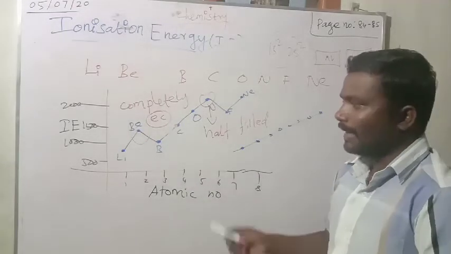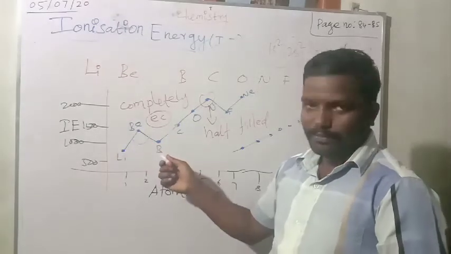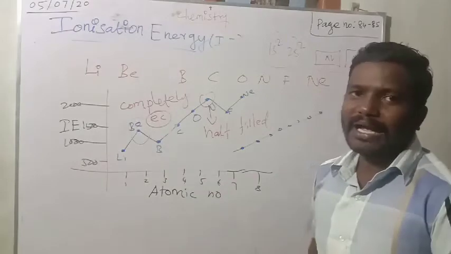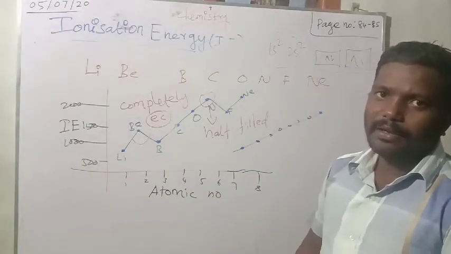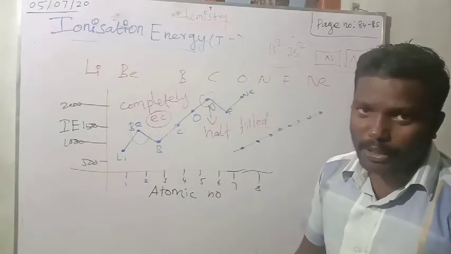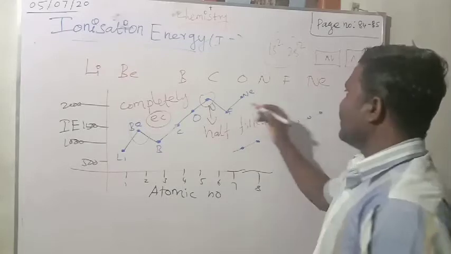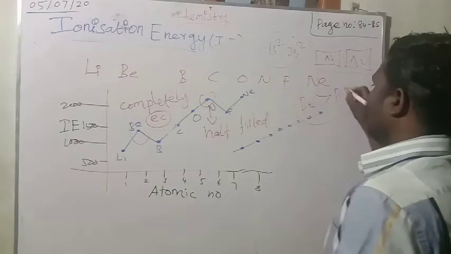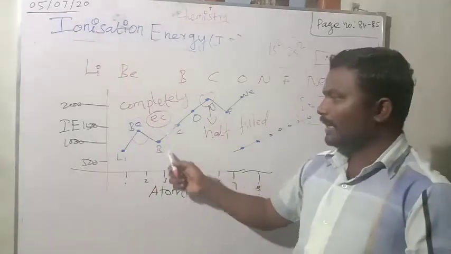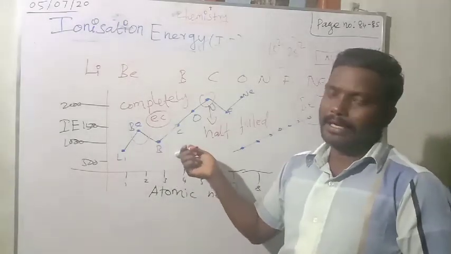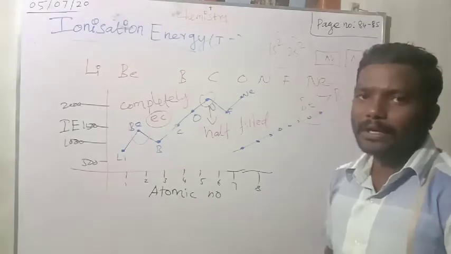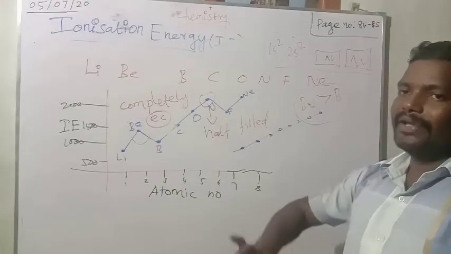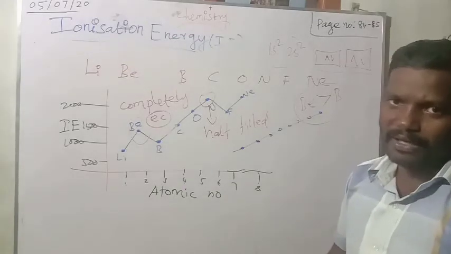Then boron. Actually, next to beryllium, boron is present. If you compare beryllium and boron, which one has the highest ionization energy? We are expecting boron, but actually beryllium has higher ionization energy than boron. What's the reason? Boron has an incomplete electronic configuration. Incomplete means partially filled, right? Which is not completely or half filled.